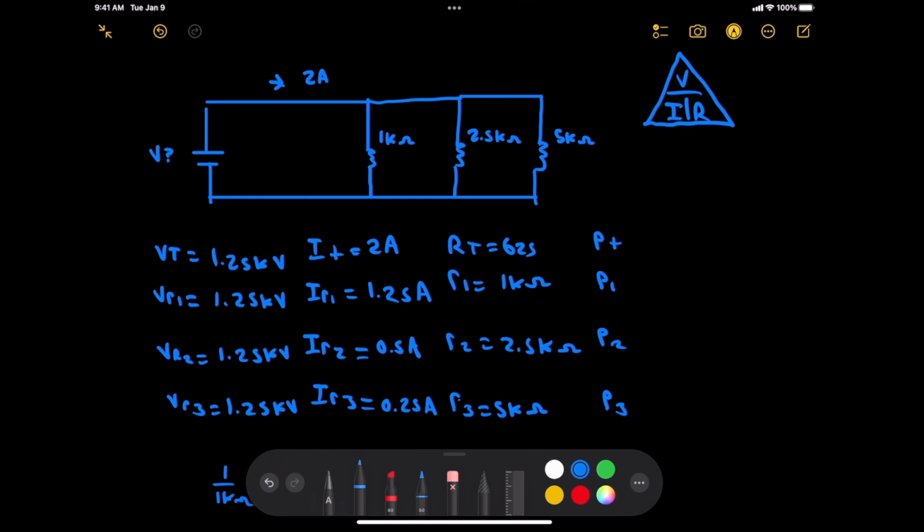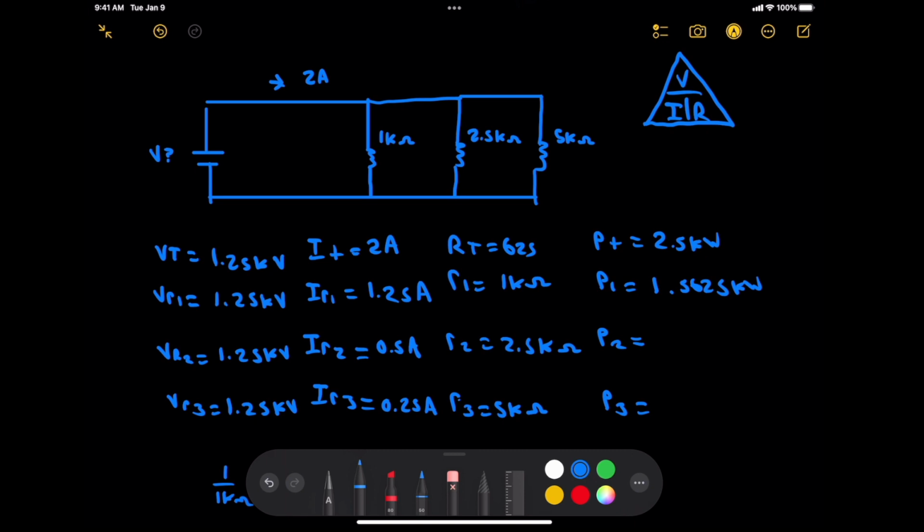And now we could just go ahead and find PT. And PT, as we said before, is V times I. So 1,250 times 2, 2.5k watts. 1.25 times 1.25 equals 1.5625k watts.